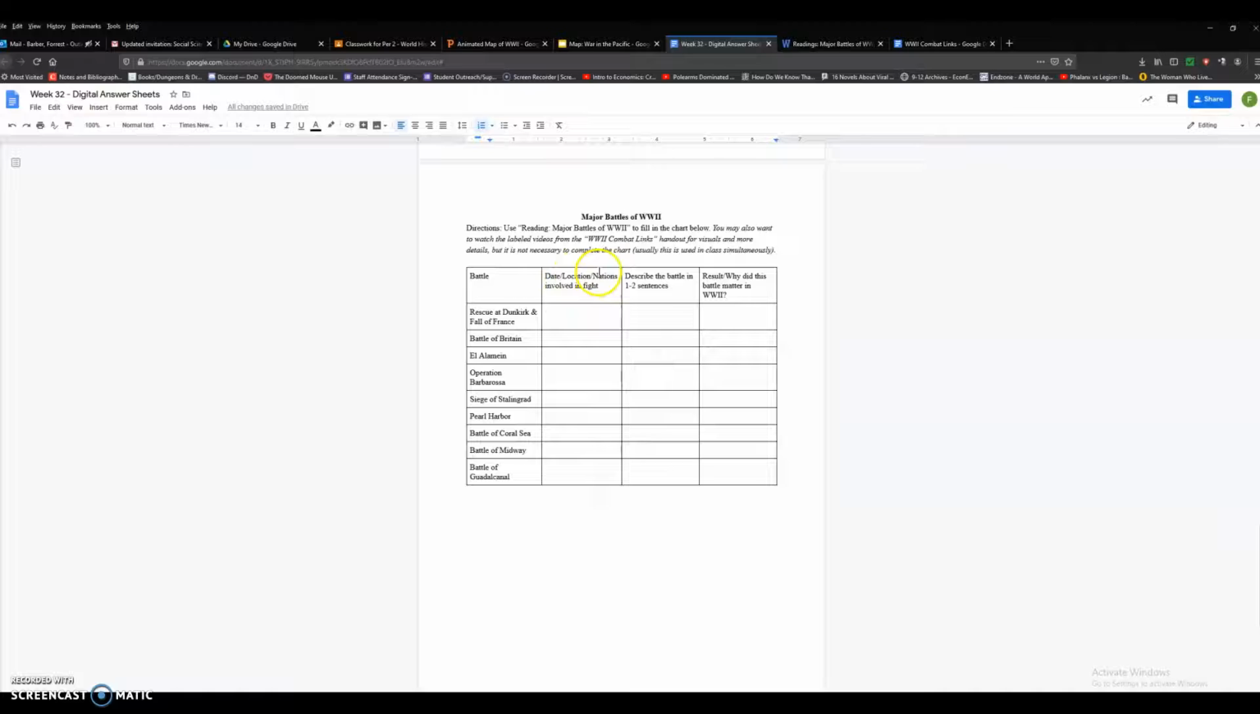The location, roughly where did the fighting occur in the United States? So for instance, Pearl Harbor, well, Pearl Harbor is a harbor in Hawaii. So date, December 7th, 1940. Location, okay, Pearl Harbor, Hawaii. Nations, Japan attacks U.S. Something like that is all that I need you to do. Then describe the battle in 1 to 2 sentences.